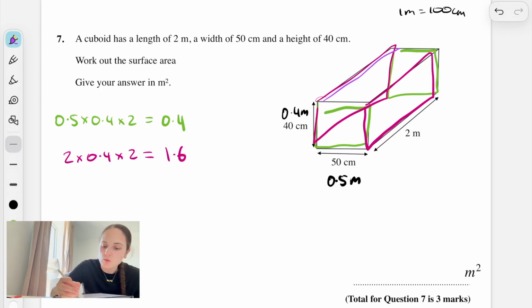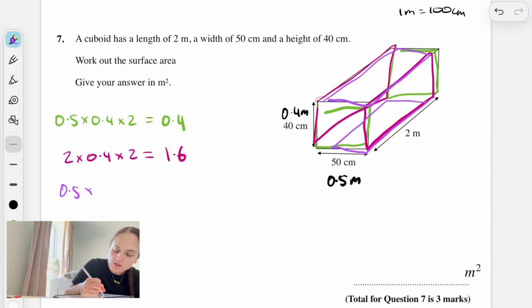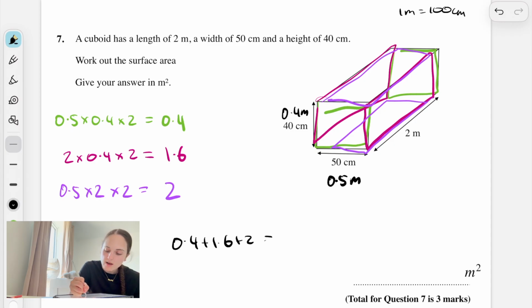And then we need to just do the ones that are on the top and the bottom. So we have a 0.5 by 2 rectangle on the top and the bottom. So I'm going to do 0.5 times 2 and then times 2 again because there's 2 of them. So 0.5 times 2, that's 1, and then 1 times 2 is 2. So then to work out the total area, I'm going to do 0.4 plus 1.6 plus 2, and that's going to be 4. So the answer to this question is 4 metres squared.